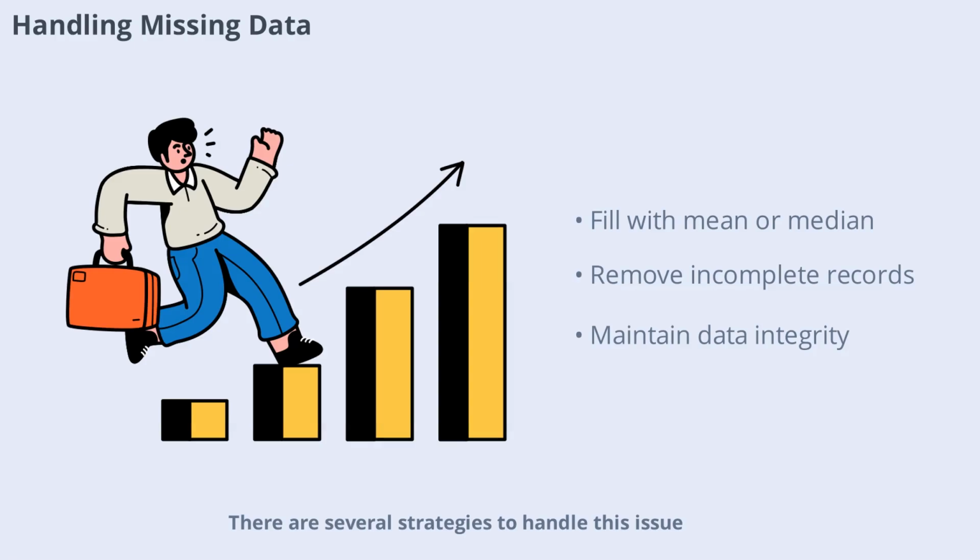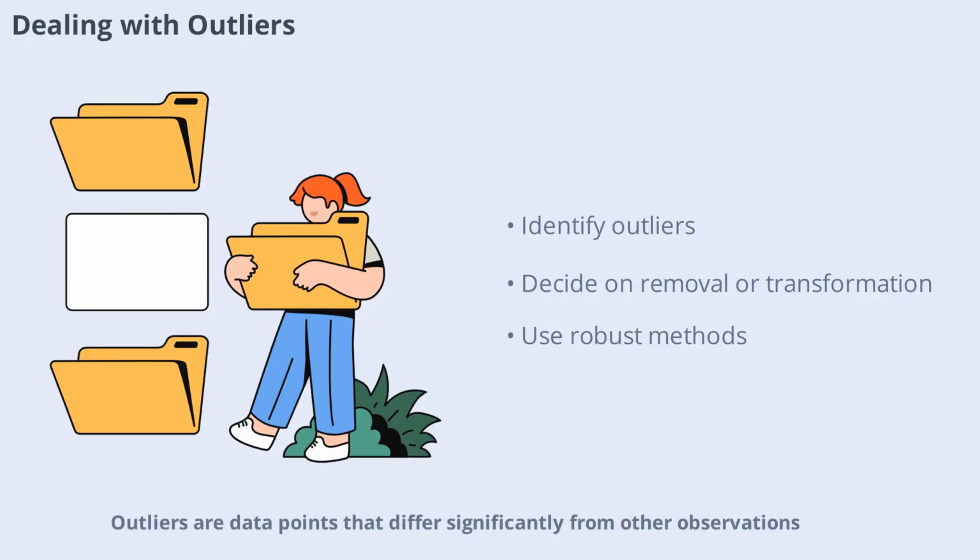Missing data is a common challenge in real-world datasets. There are several strategies to handle this issue. One approach is to fill in missing values using statistical methods such as the mean or median of the available data. Alternatively, you might choose to remove records with too many missing entries. The choice depends on the nature of the data and the goals of your analysis. Properly addressing missing data is crucial for maintaining the integrity of your results and ensuring that your models are not biased by incomplete information.